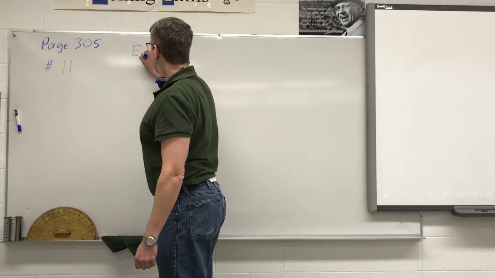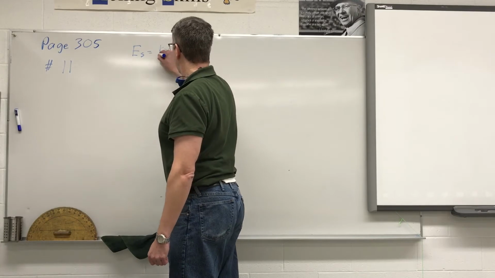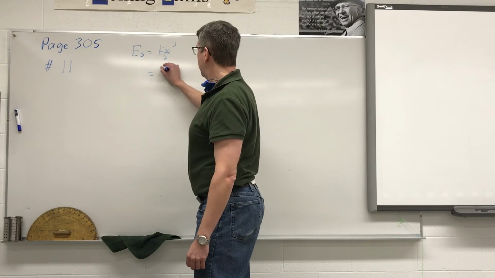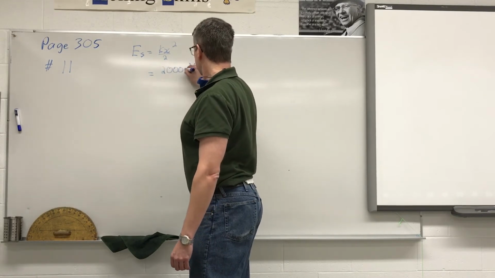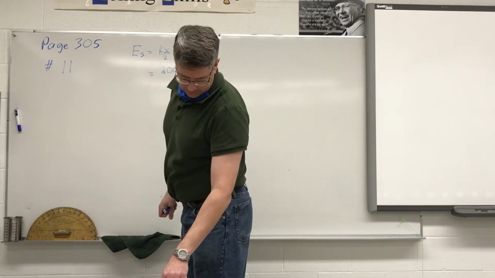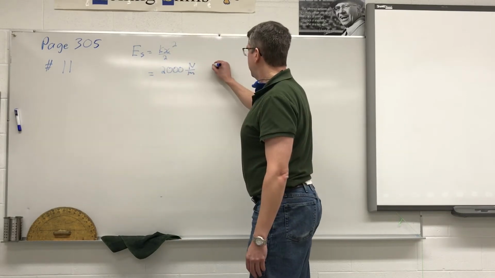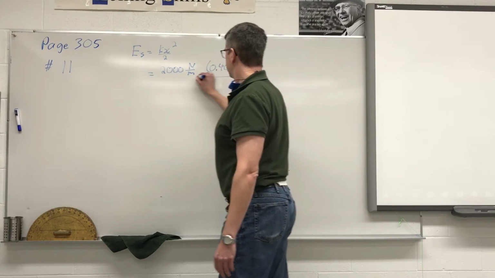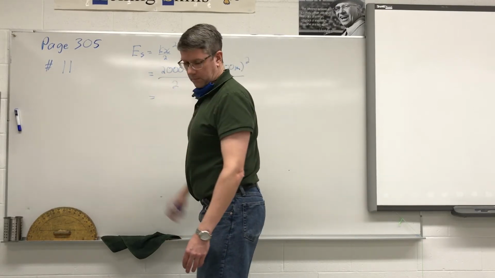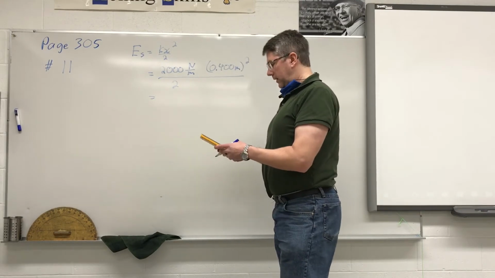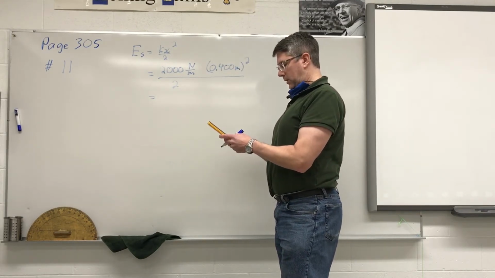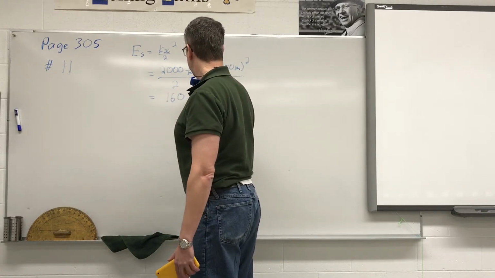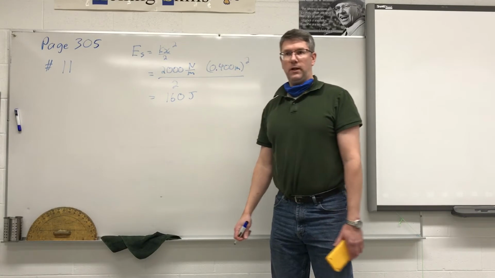So our spring energy is kx squared divided by 2. Our k value is given as 2,000 newtons per meter. Our x value is given as 0.400 meters. So plugging that into our calculator, 2,000 times 0.4 squared divided by 2 tells us we have 160 joules of energy stored in our spring.